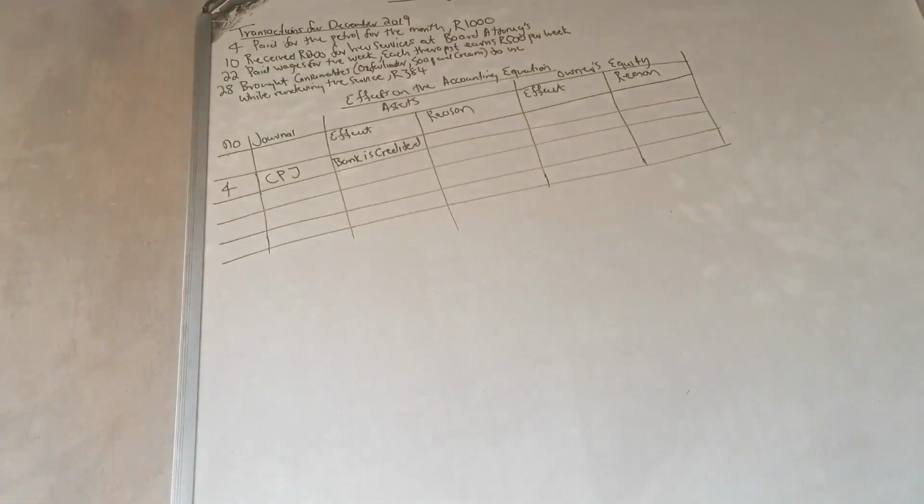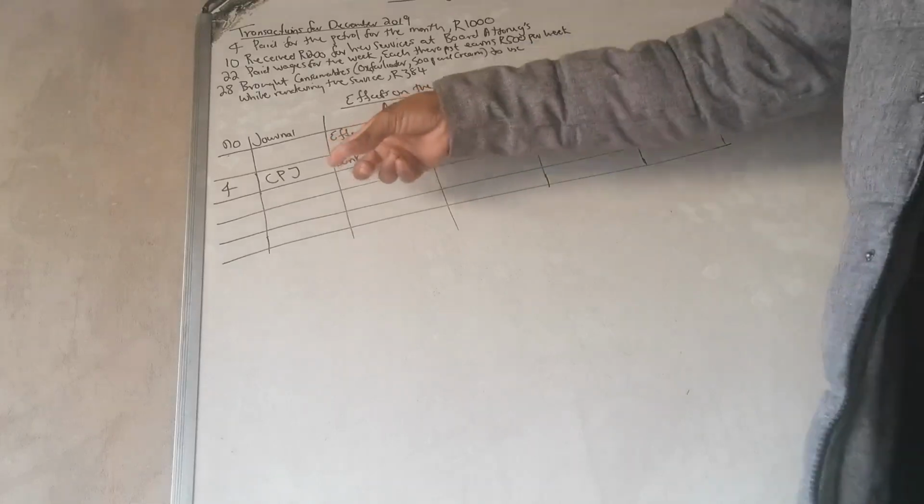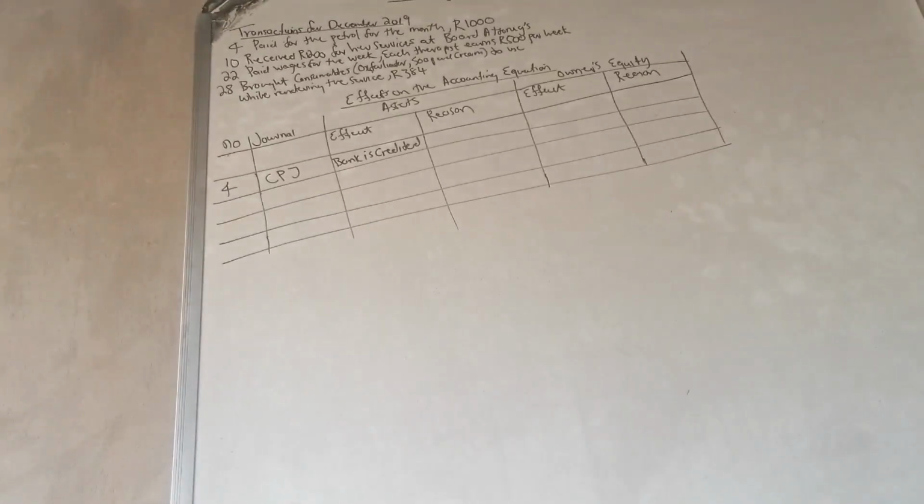So we are crediting because money is leaving the business, and because it is a payment, we are recording that on a cash payment journal. The type of journal that is used is the cash payment journal. And now this is very, very important.